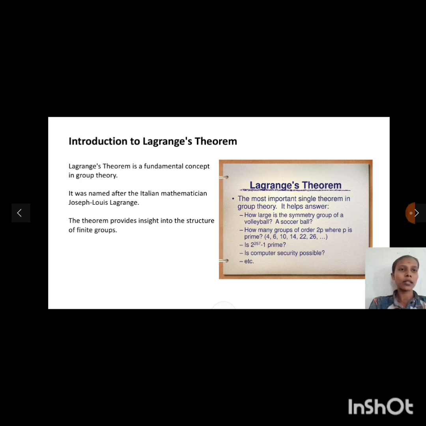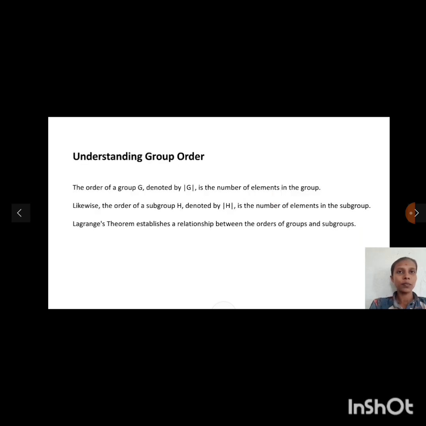It helps answer: How large is the symmetry group of a volleyball, a soccer ball? How many groups of order 2p, where p is prime? 4, 6, 10, 14, 22, 26, and so on. Is 2 to the power of 257 minus 1 prime? Is computer security possible? Etc.